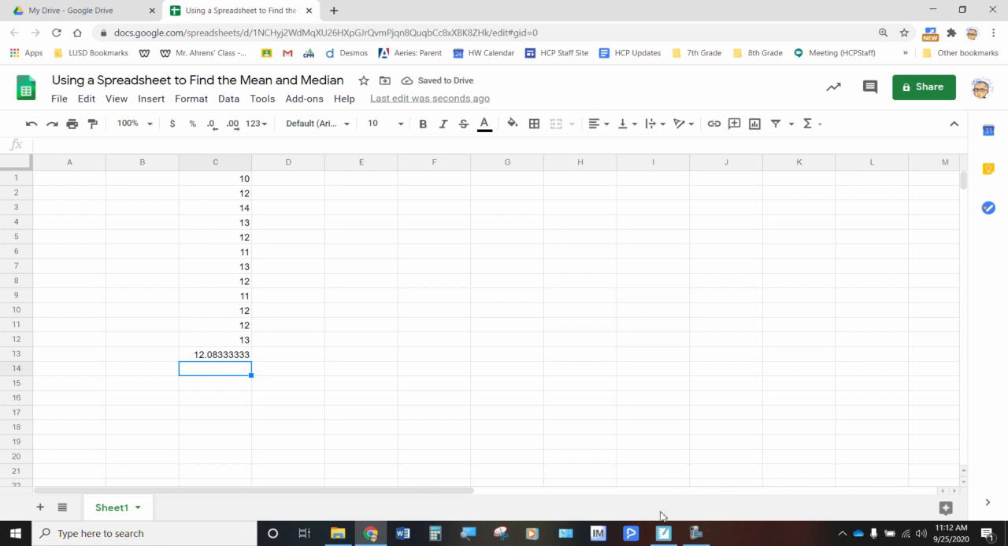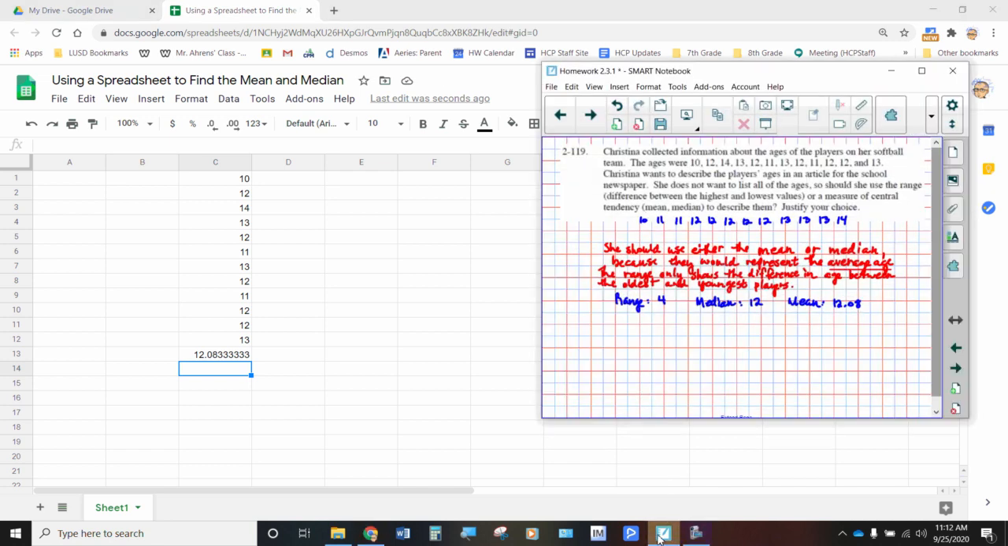And we get 12.08. Did I click that in the wrong way? Oh, no, there it is. There's the mean, 12.08, and I've rounded it. Instead of saying 12.08, 3 repeated, I rounded it to the nearest hundredth place. Did it tell us to round it anywhere, or did I just choose to do that? I think I just chose to do that.